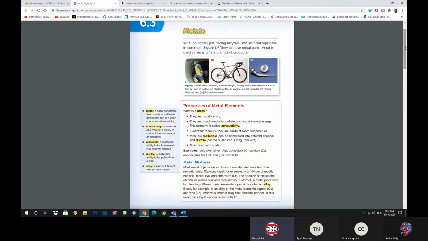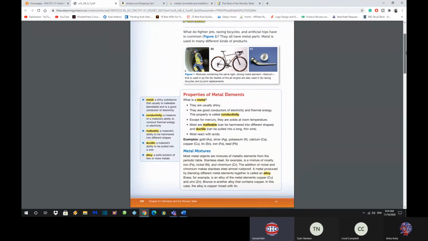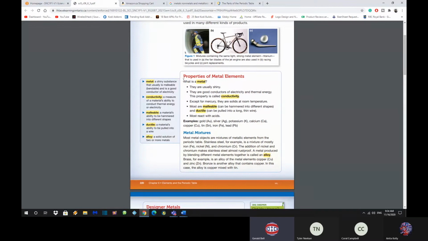So metals, what do fighter jets, racing bikes, and artificial hips have in common? Figure 1. They all have metal parts. Metal is used in many different kinds of products. As well too, when we're reading this here, there's always these definitions on the side that are kind of helpful, and we'll sort of go back to those as well.